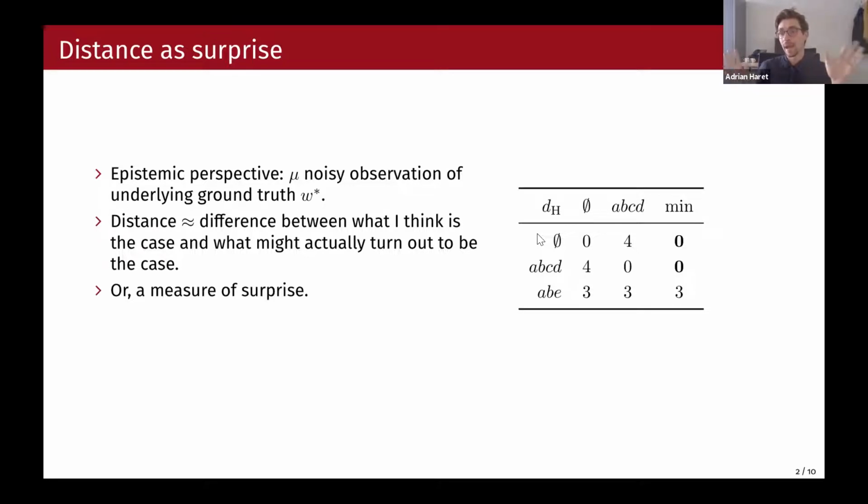And this is aptly described as a measure, I think, of surprise. So if I think the world is in a certain way, and then I get evidence to the effect that it's very different, then I would be quite surprised to learn that it's in this way rather than in another way based on my prior belief.